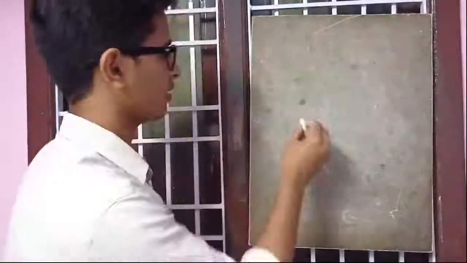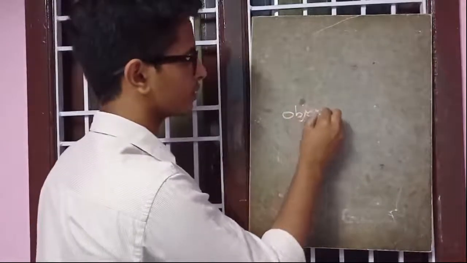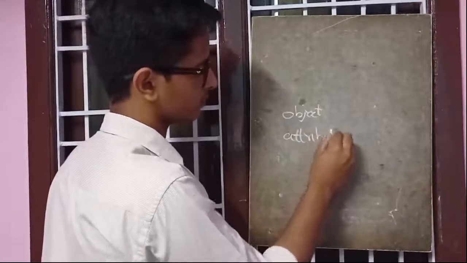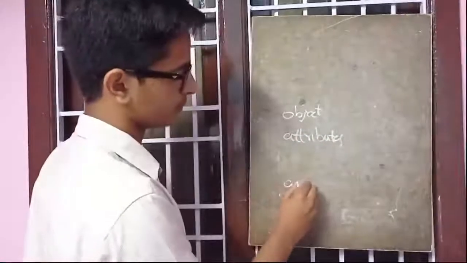And what does an object contain? For example, we take a person as an object, and the person's name is Raju. An object has some attributes and actions.